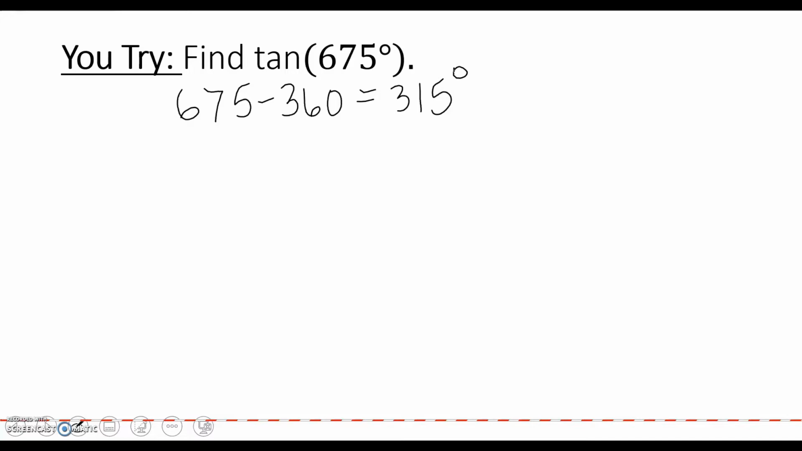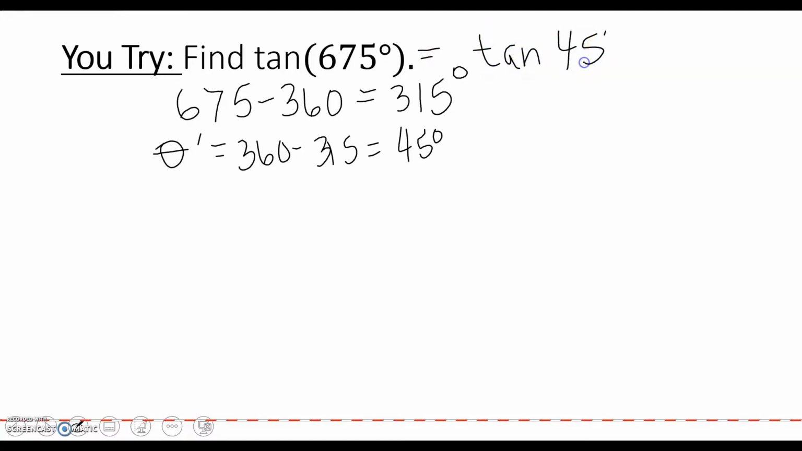So now you need to find the reference angle. And 315 degrees is in quadrant 4. So to find the reference angle, you would do 360 minus 315, which would give you 45 degrees. So the reference angle to 315, which is also the same as the reference angle to 675, is 45 degrees. And so the tangent of 675 is going to be equal to the tangent of 45 degrees.